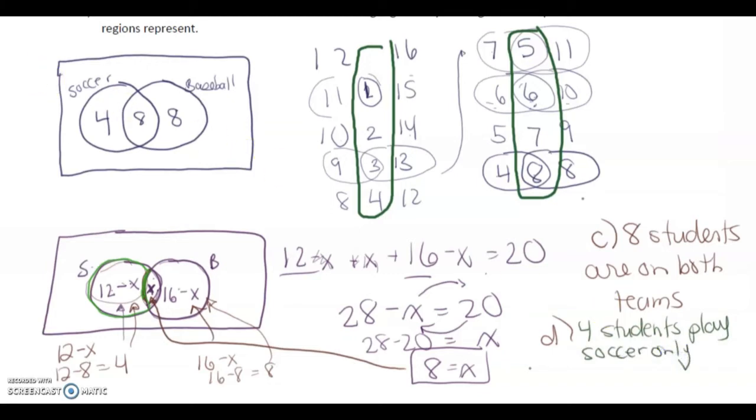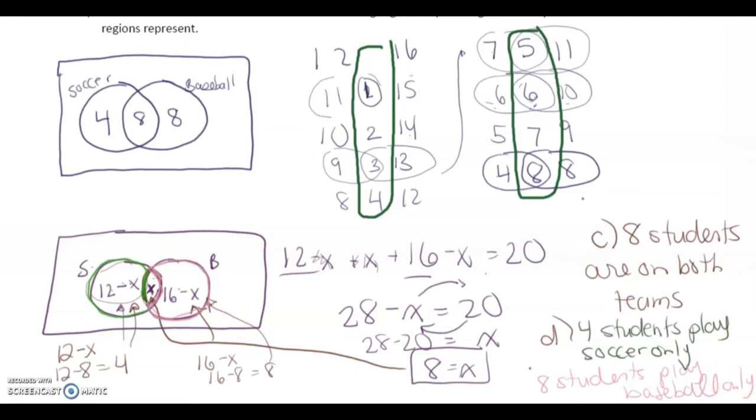Okay, and then if we take a look at this region, and let me do this with maybe like a pink. Okay, if we look at this region, without the x, without the overlap, we can say 8 students play baseball only. And that's what those regions mean.